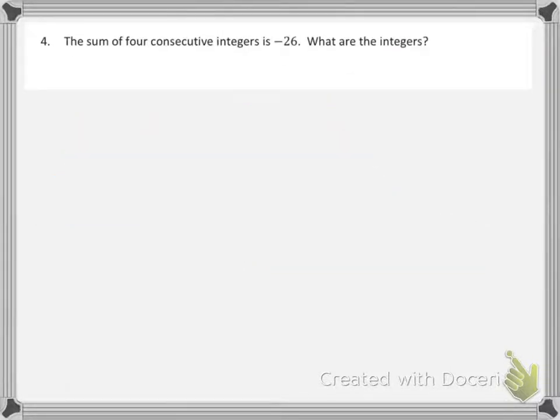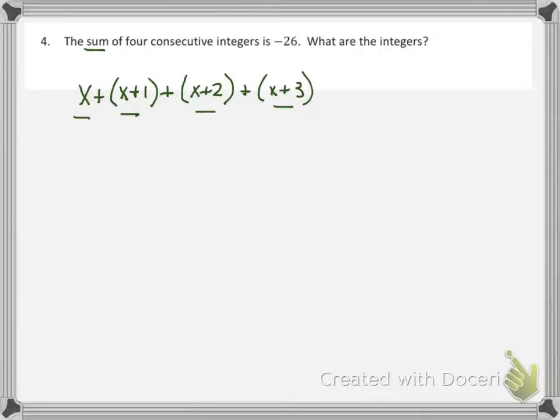Next, the sum of 4 consecutive integers is negative 26. What are the integers? Well, I don't know the first one, so the first one's going to be X. Then the next integer would be X plus 1, so I'm going to add. Remember, sum means add. I'm going to add the next consecutive integer, X plus 1, and then the next consecutive integer, X plus 2. And then the fourth consecutive integer would be X plus 3. So there's all of my integers, 1, 2, 3, and 4. There's 4 consecutive integers, and that is equal to negative 26.